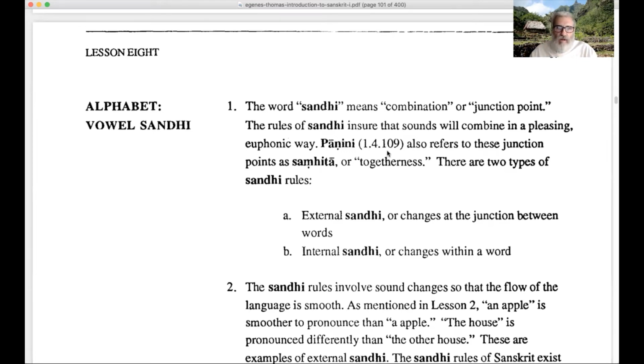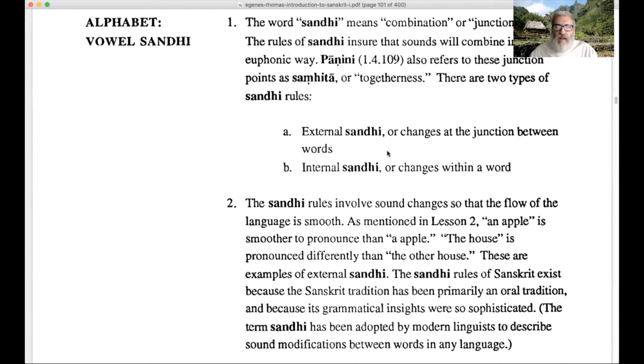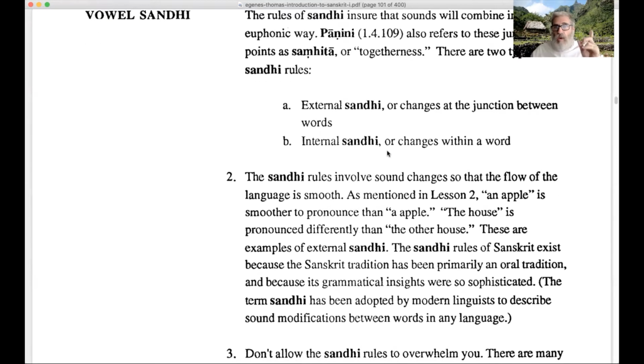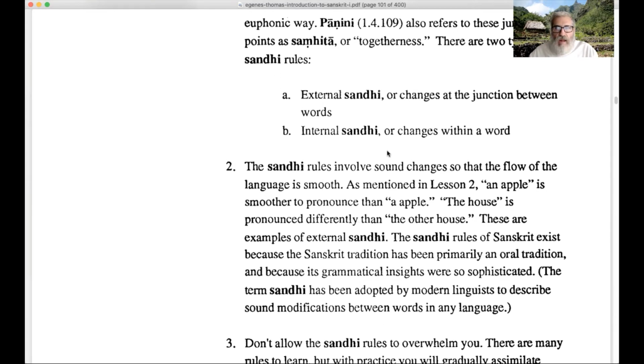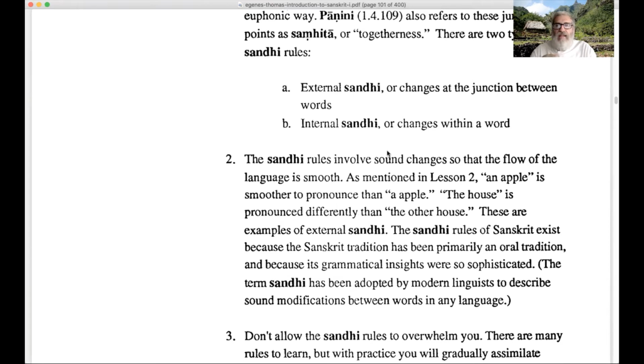That's what Sandhi means. Now there are two types of Sandhi, which I was just explaining. One is external Sandhi, or changes at the junction between words, between the end of one word and the beginning of another word. And then internal Sandhi, which is changes within a word. Panini has a famous sutra, Suptinantam Padam.